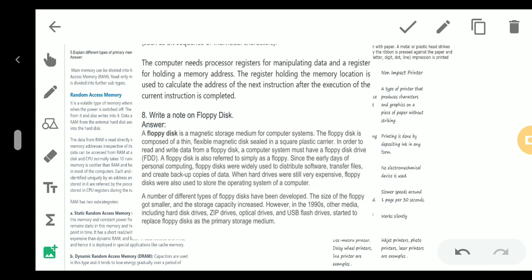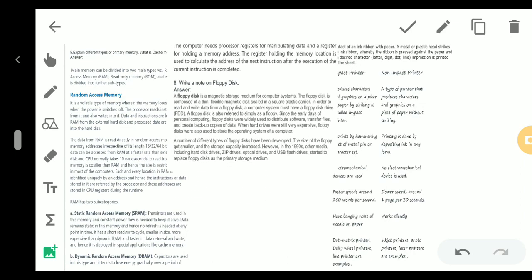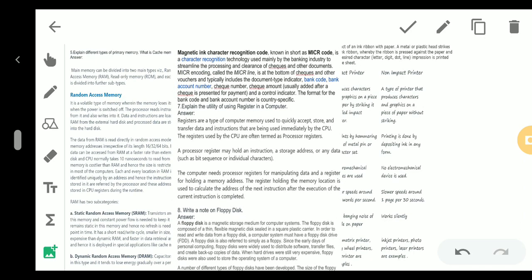A floppy disk is also referred to simply as a floppy. Since the earlier days of personal computing, floppy disks were widely used to distribute software, transfer files, and create backup copies of data. When hard drives were still very expensive, floppy disks were also used to store the operating systems of the computer. Different types of floppy disks have been developed. Floppy disks got smaller in size, and their storage capacity increased day by day.